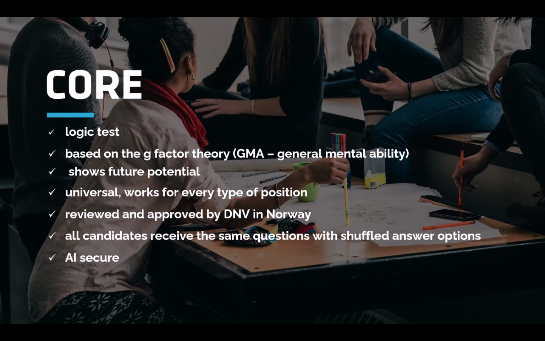All candidates receive the same questions, which is a difference from ACE as well, where the test adapts based on the candidate's answer. Core starts with the easier questions and gradually becomes more difficult. If a candidate were to take the test multiple times, they would notice that the answer options are shuffled, which is intended to make cheating more difficult. Having a time limit is also another way to make cheating more challenging. So we can say that we have a fairly AI-resistant test.